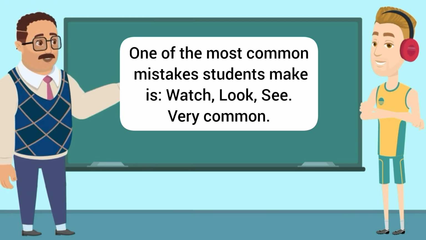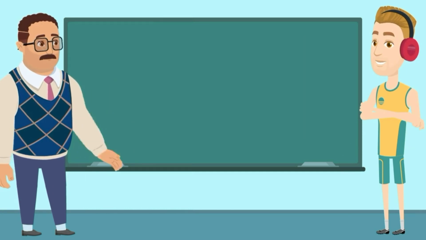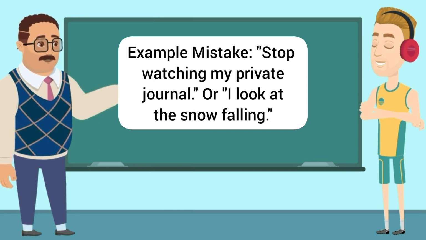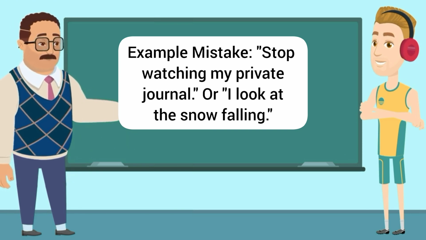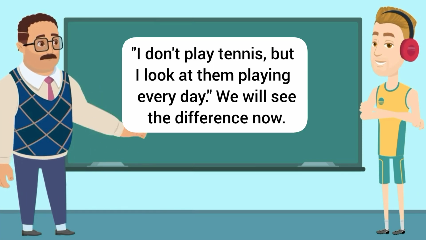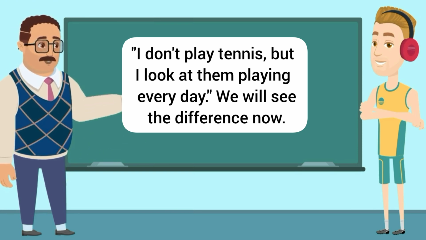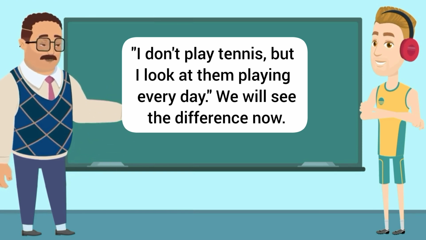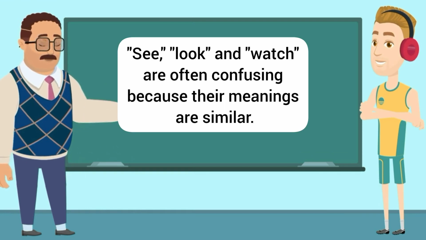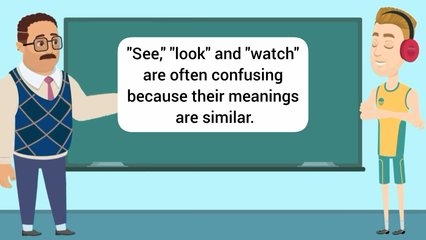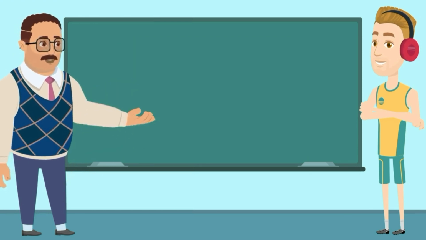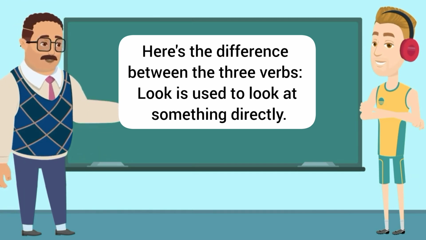One of the most common mistakes students make is watch, look, see. Very common. Example mistake: stop watching my private journal. Or, I look at the snow falling. I don't play tennis, but I look at them playing every day. We will see the difference now. See, look, and watch are often confusing because their meanings are similar. Here's the difference between the three verbs.